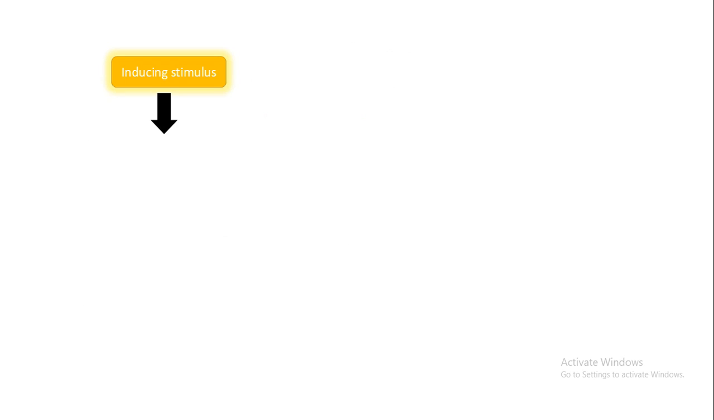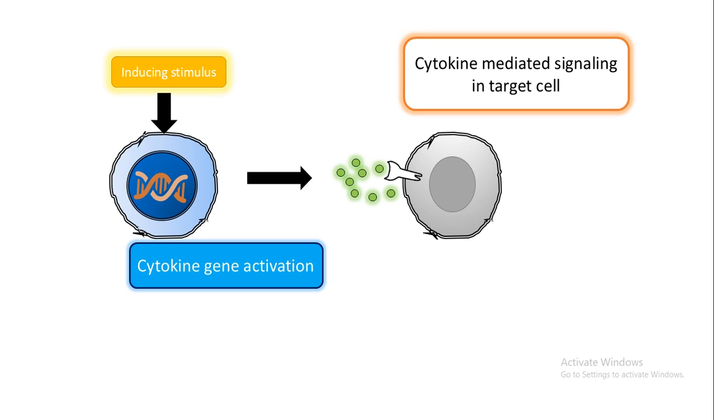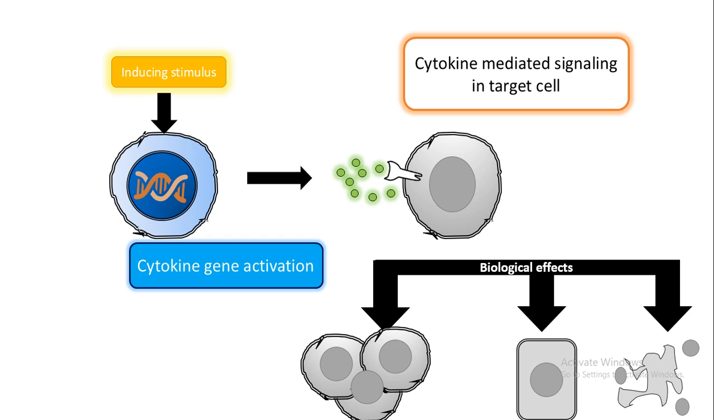Now how it works: there could be an inducing stimulus which allows activation of specific cytokine genes, and that would ultimately lead to cytokine-mediated signaling in the recipient or target cell, and the target cell would have a variety of biological effects due to this cytokine. It can divide, it can differentiate, or sometimes it can undergo apoptosis or death. So a variety of outcomes could occur on cytokine signaling.